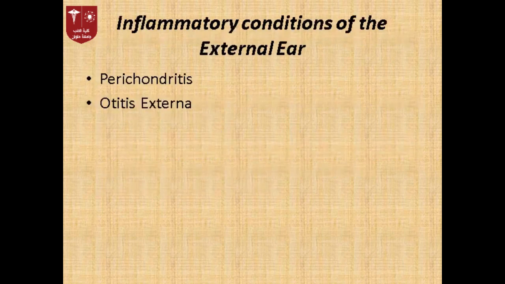Now that we're done with the congenital anomalies, we move on to the inflammatory conditions of the external ear. Inflammation of the perichondrium of the auricle is called perichondritis, whereas inflammation in the external auditory canal, we call otitis externa.